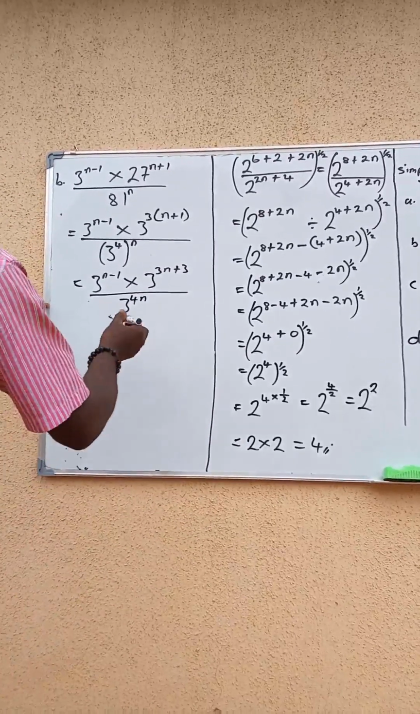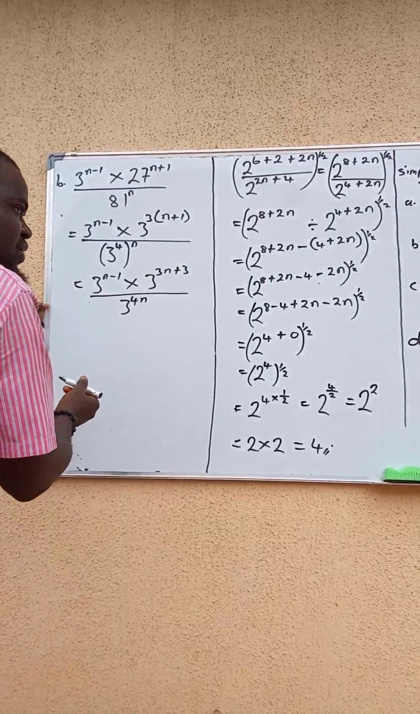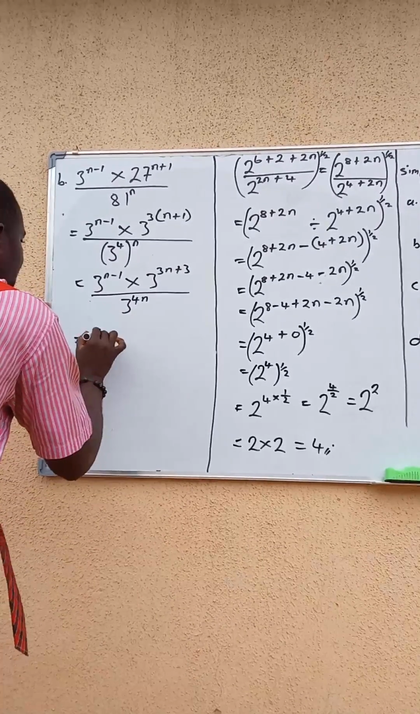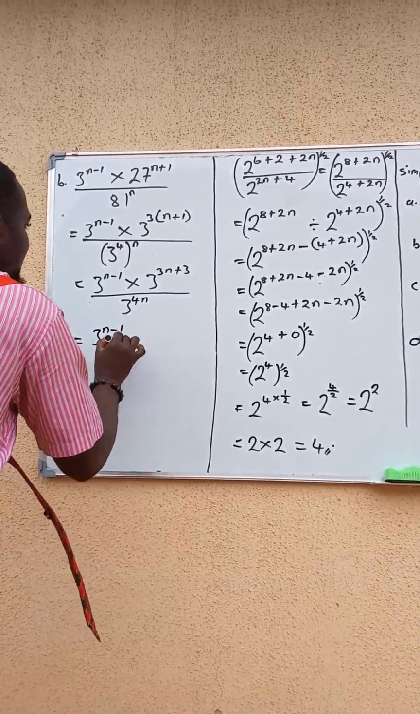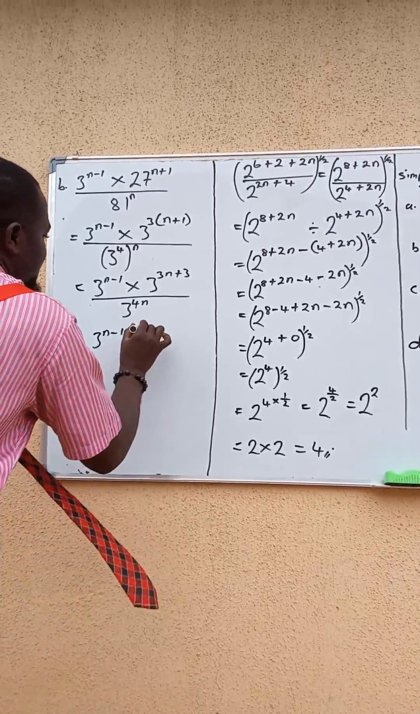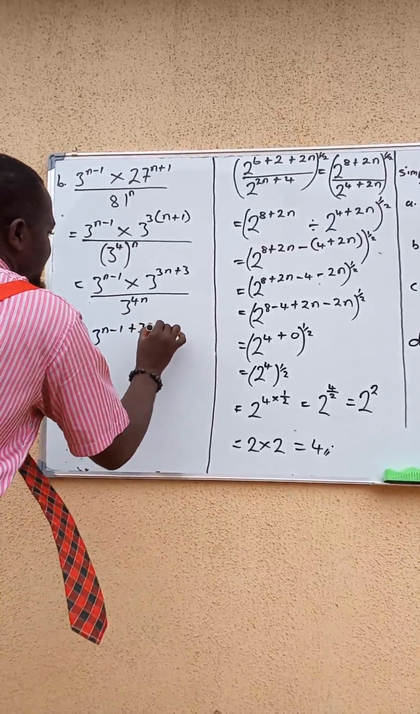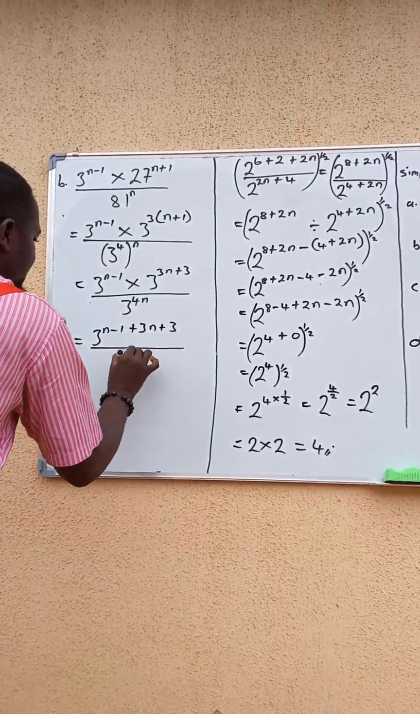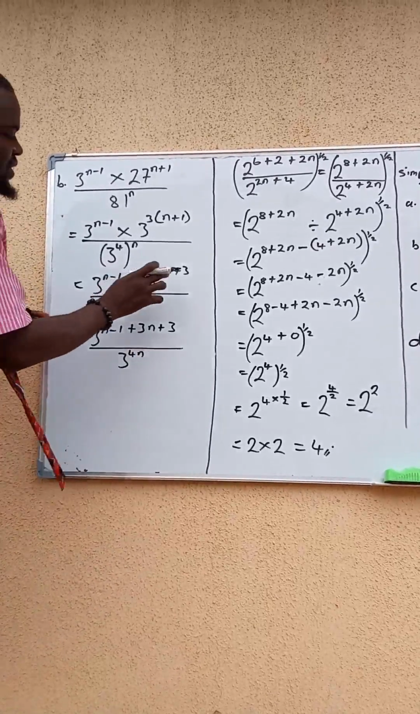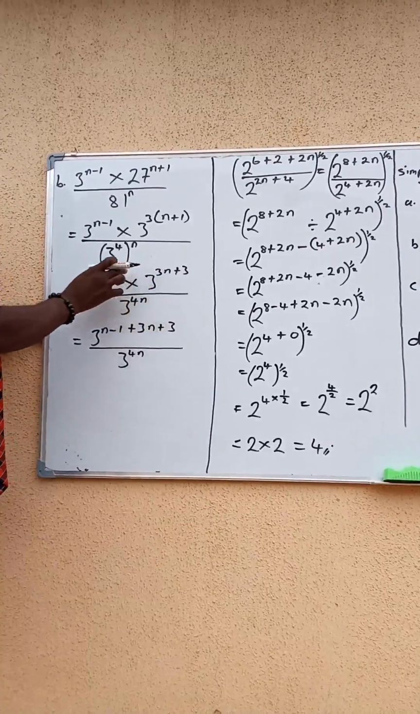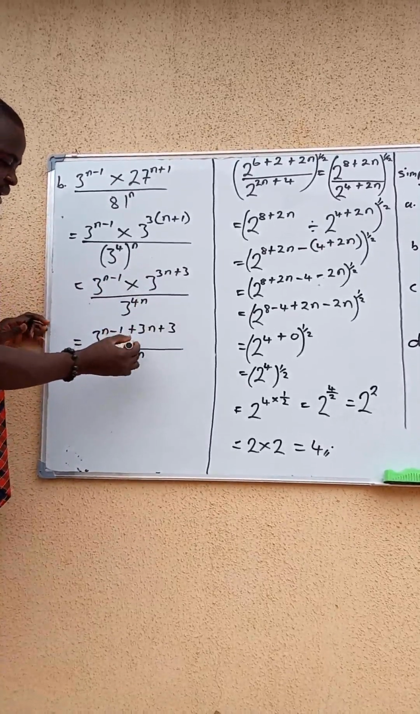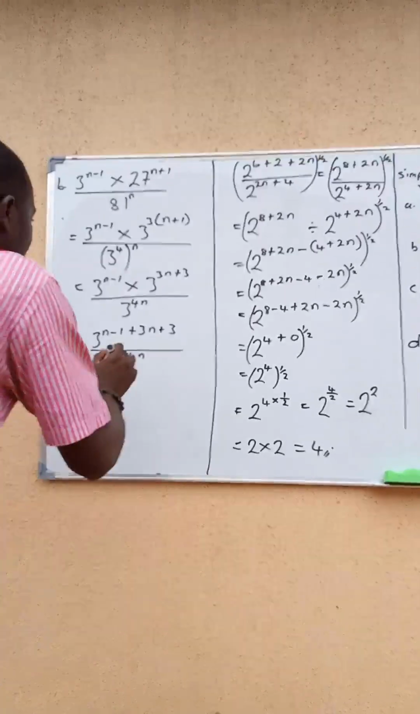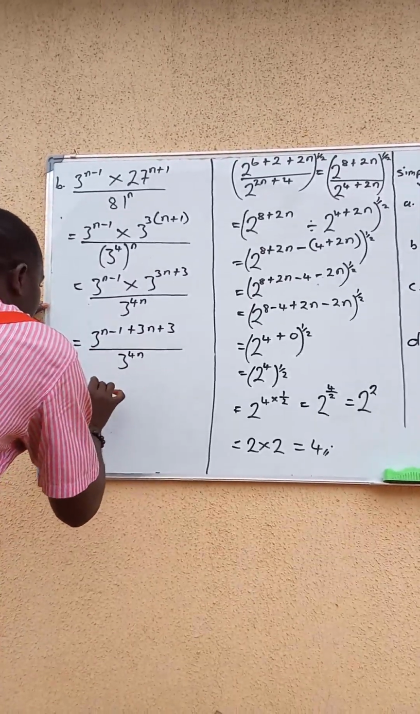Good. Now let me apply the multiplication law at the numerator. That is 3 raised to the power of n minus 1 plus 3n plus 3, over 3 raised to the power of 4n. Remember, I didn't mean there's a minus here or anywhere. I have to be careful. You must bracket this place first to avoid mistakes. Now this is the same thing as what?